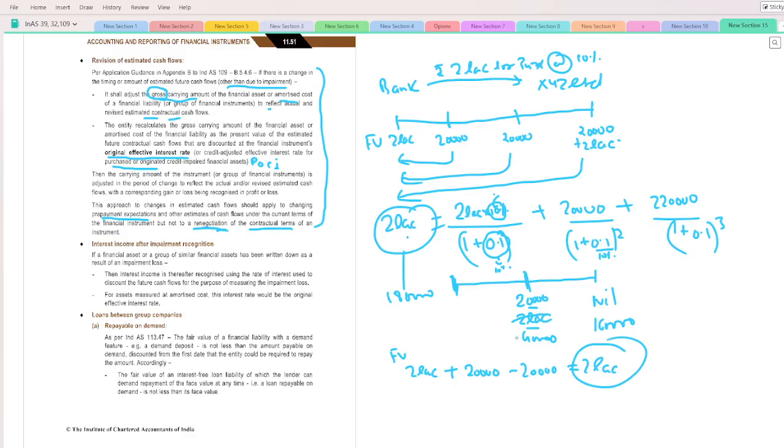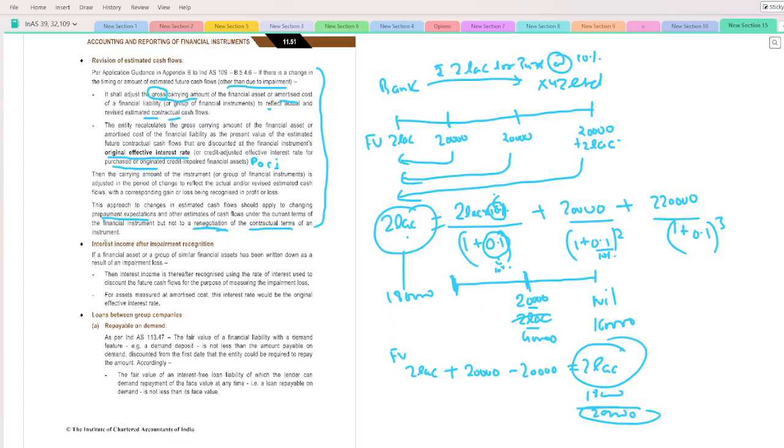So whatever the difference is because of the revised cash flow, if it is coming to 1,80,000, then here 20,000 you will be taking in the P&L. You are booking it as a loss because the value is getting reduced, as you will be recovering less interest amount here. So that's why. Okay, so this is what they're trying to say.